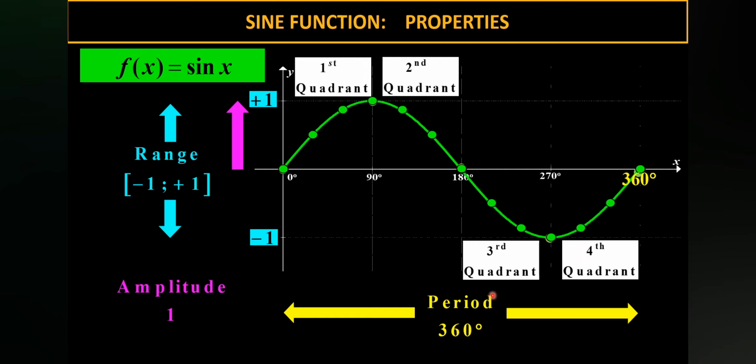Now the amplitude of the sine function is 1. As you can see, the coefficient of sine there is 1. And if you look at the distance between the minimum and the maximum, the total distance is 2, so the amplitude is half that distance between the minimum and the maximum. So 1 plus 1 is 2, divided by 2 gives me an amplitude of 1.